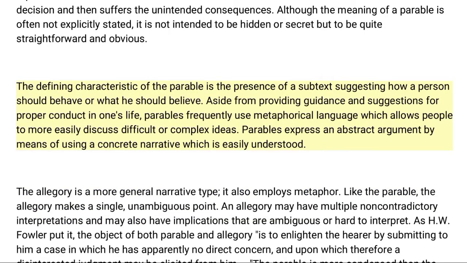The defining characteristic of the parable is the presence of a subtext suggesting how a person should behave or what he should believe. Aside from providing guidance and suggestions for proper conduct in one's life, parables frequently use metaphorical language which allows people to more easily discuss difficult or complex ideas. Parables express an abstract argument by means of using a concrete narrative which is easily understood.